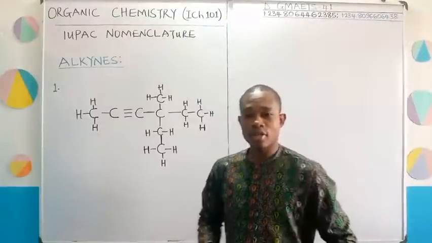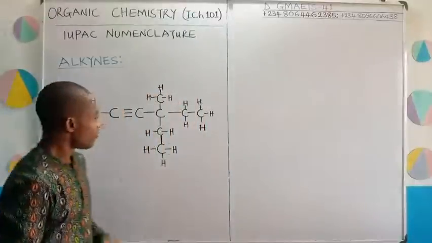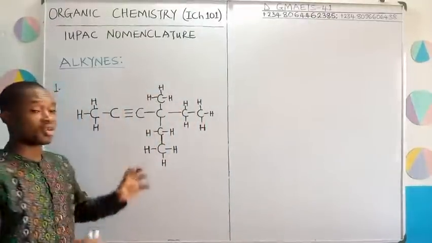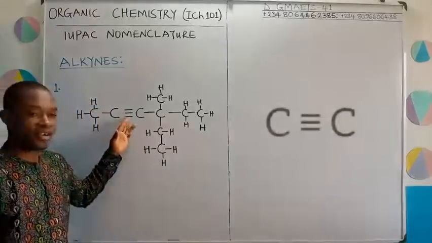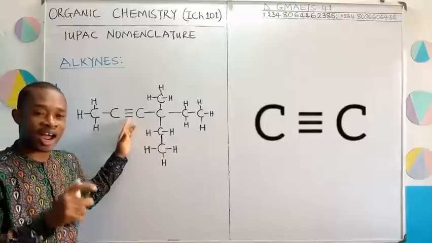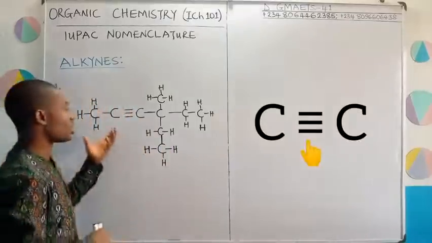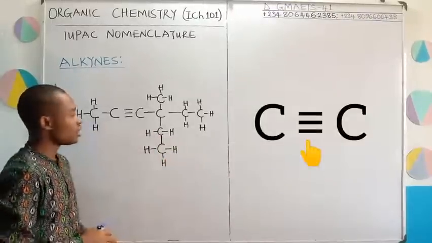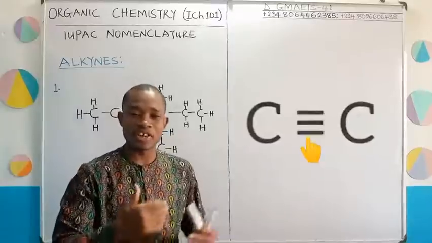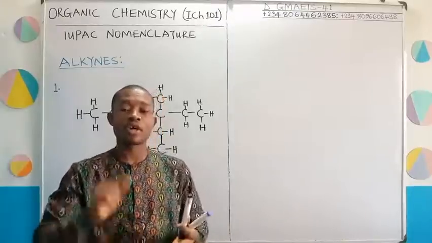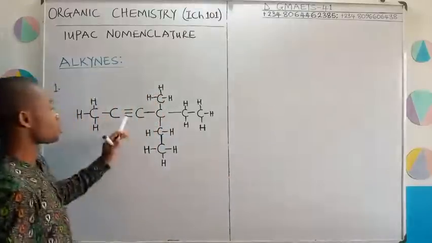Looking at this first structure, we can determine the longest carbon chain. But first, we need to identify that this is an alkyne. And how did we know that it's an alkyne? The triple bond we have here. The functional group of alkynes is the triple bond. And when you are trying to get the longest carbon chain, you must count to include all the triple bonds in the structure. In this case, we have this one triple bond.